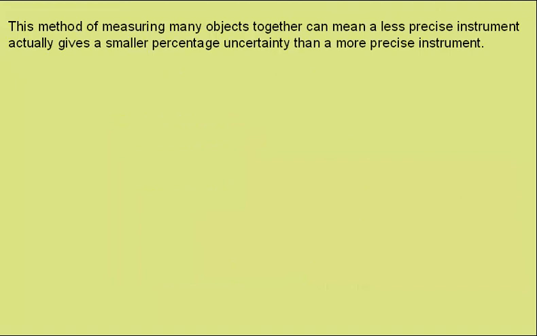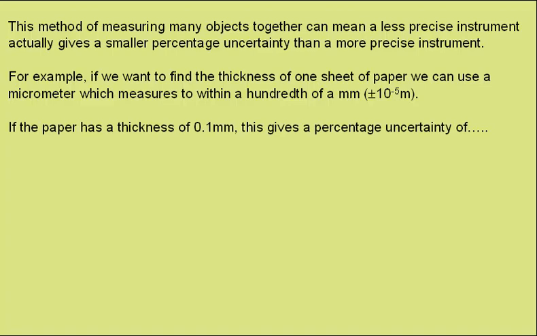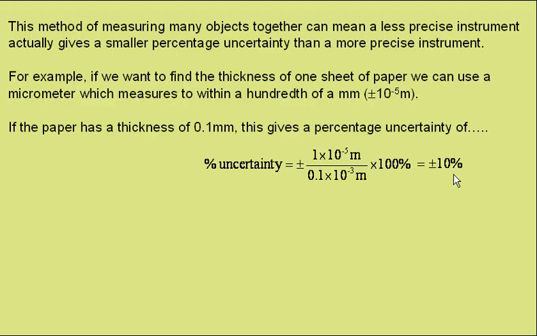This method of measuring many objects together can mean a less precise instrument actually gives a smaller percentage uncertainty than a more precise instrument measuring one object. For example, if we want to find the thickness of one sheet of paper, we can use a micrometer which measures to within 1/100th of a millimeter. This is plus or minus 10 to the minus 5 of a meter. If the paper has a thickness of 0.1 millimeters, this gives a percentage uncertainty of 1 times 10 to the minus 5 meters over 0.1 times 10 to the minus 3 meters, the thickness of the paper, multiplied by 100. This is plus or minus 10%.